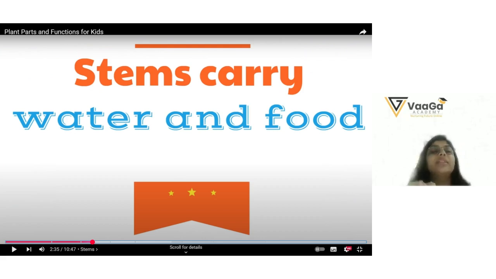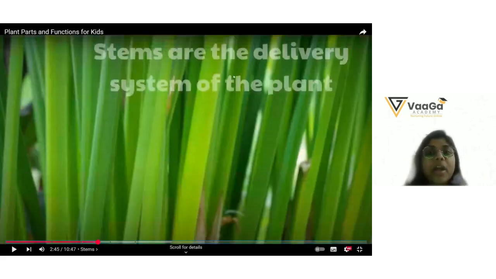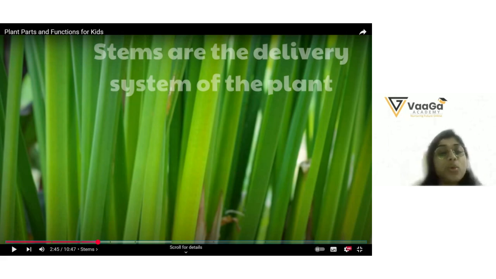Stems carry only the water and the food to the plant. See, stems carry water and food to the plant. Got it till here? Now, stems are the delivery system of the plant, because through the stem you can send the water, the nutrients, and the food throughout the plant.